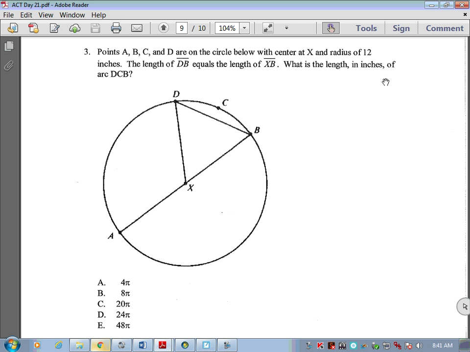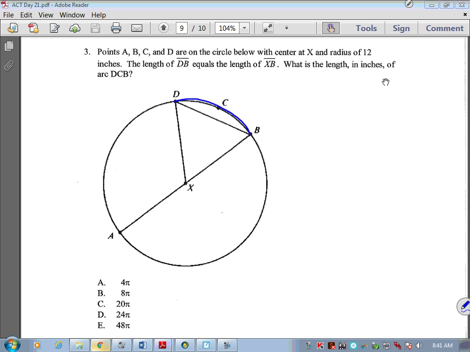All right. This is in the details. Points A, B, C, and D are on the circle, with center at X, which has a radius of 12. The length DB equals the length XB. What is the length in inches of DCB? So they're actually looking for an arc length.